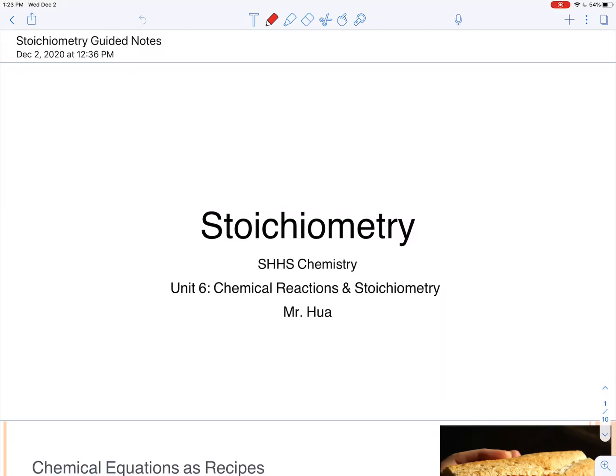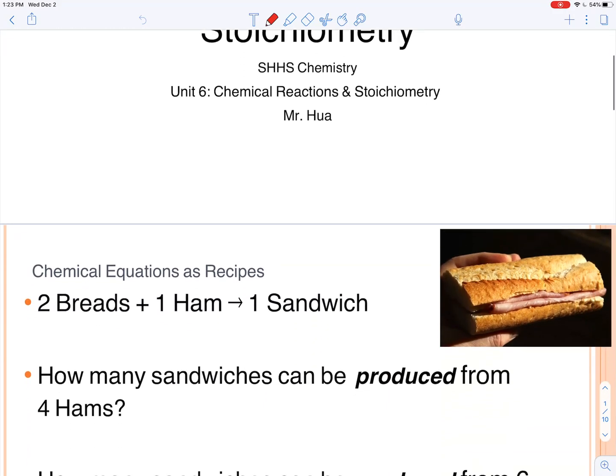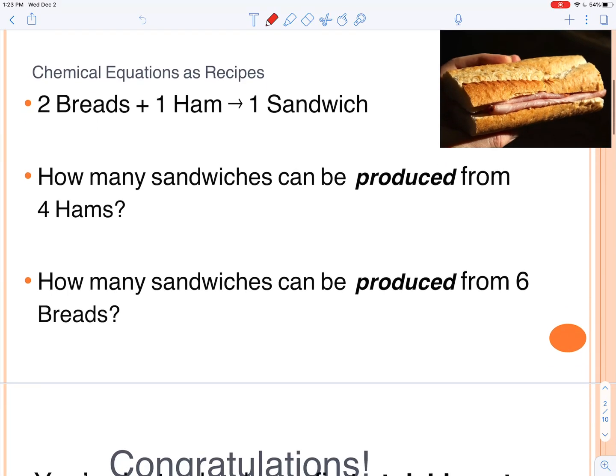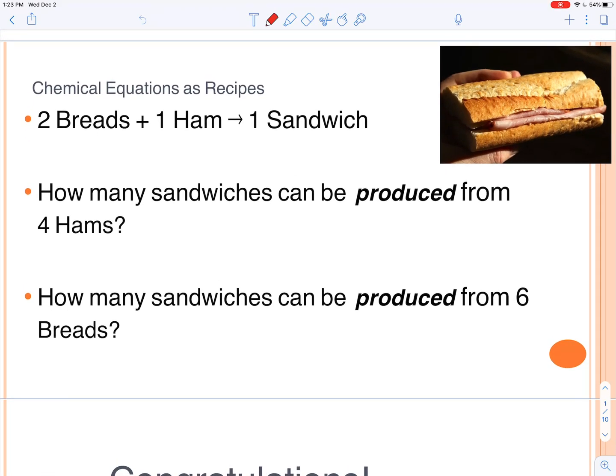Hi everyone, today we are going to learn about stoichiometry. It's a funky little word. So I like to start with thinking of chemical equations as recipes. Here's a recipe for a rather sad ham sandwich. With all that leftover Thanksgiving ham, you can make a sandwich.